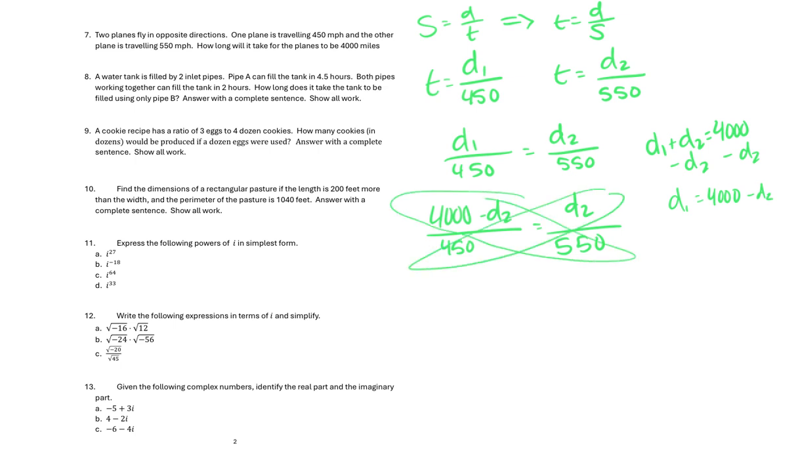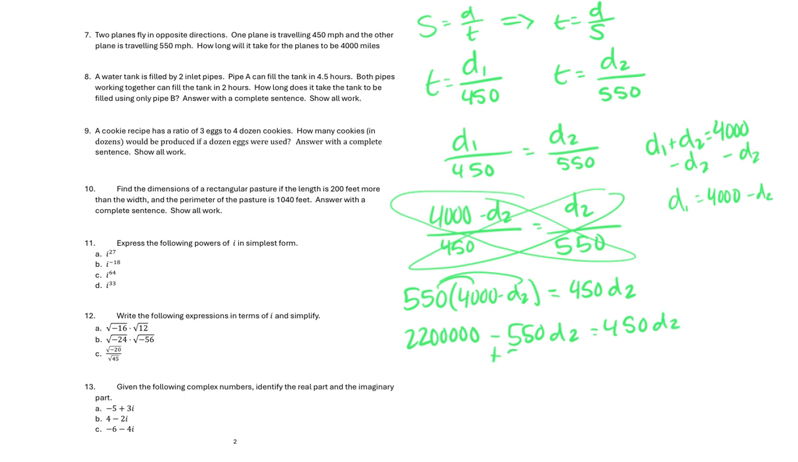Next, I'm going to cross multiply to solve these. So we're going to set this one equal to this one. So we end up getting 550 times 4,000 minus D2 is going to be equal to 450 times D2. We can distribute and multiply 550 times 4,000. It's a really big number. We get 22 with 5 zeros, 1, 2, 3, 4, 5, minus 550 D2 is equal to 450 D2.